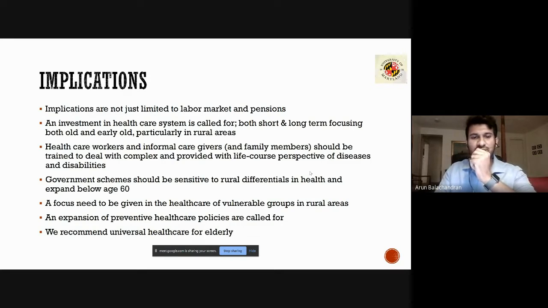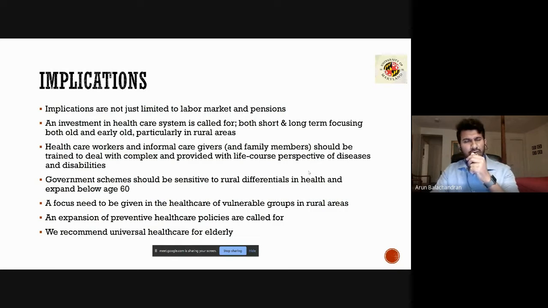In our government schemes and in the schemes that we make towards the elderly, we should be really sensitive to these differentials across spaces, and particularly to the rural differentials in reaching old age, and thus expand our scope to ages below 60 as well. And our healthcare workers, as well as our informal care workers, including sometimes the family members, should be trained to deal with complex health system issues, including providing a life course perspective to understanding diseases and disabilities.